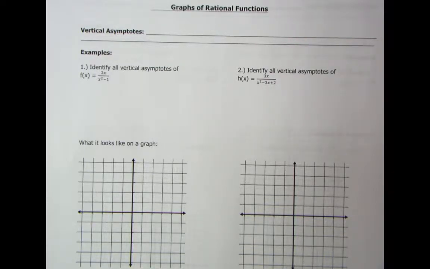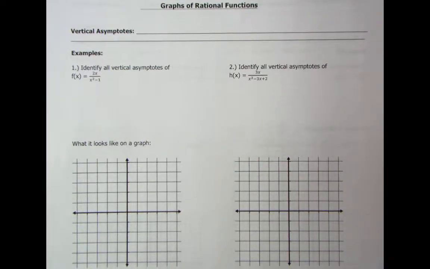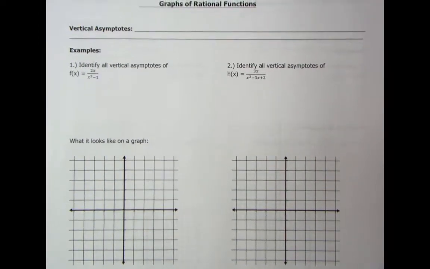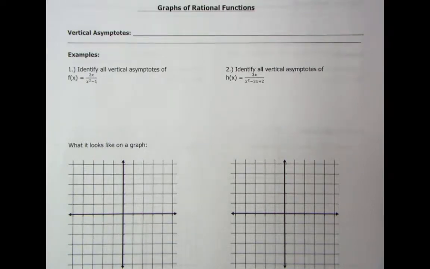So what we're going to do is look at the graph of the rational function first. And Desmos is going to come in pretty useful in this lesson as well. So one of the things I want you to do first is go ahead and put the first equation into Desmos, and I will do the same. So we have 2x divided by x squared minus 1.